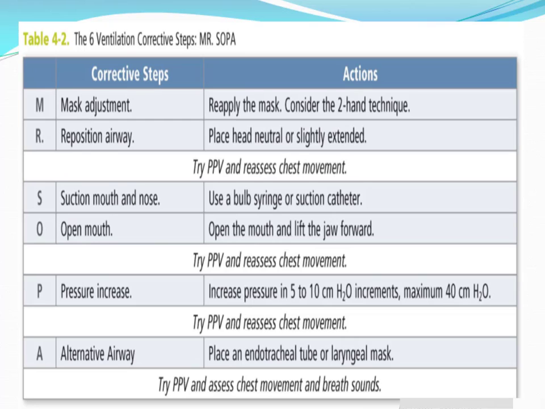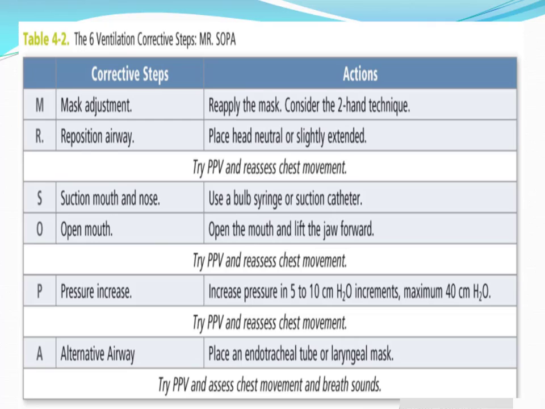And these are the 6 ventilation corrective steps. If the baby fails to take a breath, or still remains apneic, gasping, with heart rate below 100 in spite of effective ventilation by ambu bag and mask, we might need to do the corrective steps of ventilation called MR SOPA. M represents mask adjustment or repositioning of the airways, and you have to try PPV and assess chest movement.